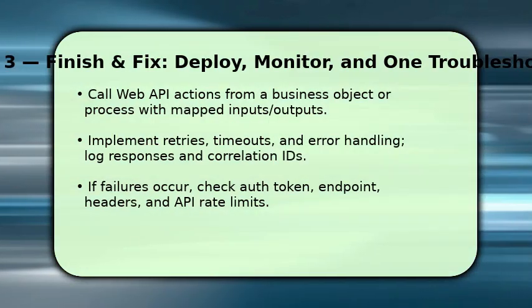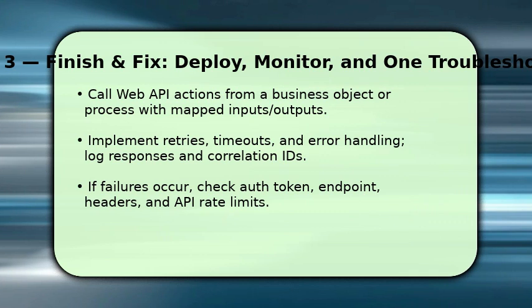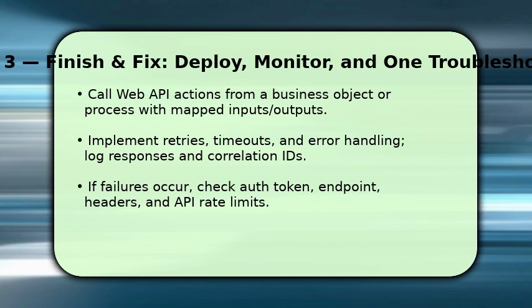Finally, integrate the configured Web API into your process flow by calling the business object actions. Wire inputs and outputs. Use try-catch stages to handle non-200 responses and implement retries with backoff for transient failures. Make sure to include timeouts and correlation ID in logs so you can trace transactions.